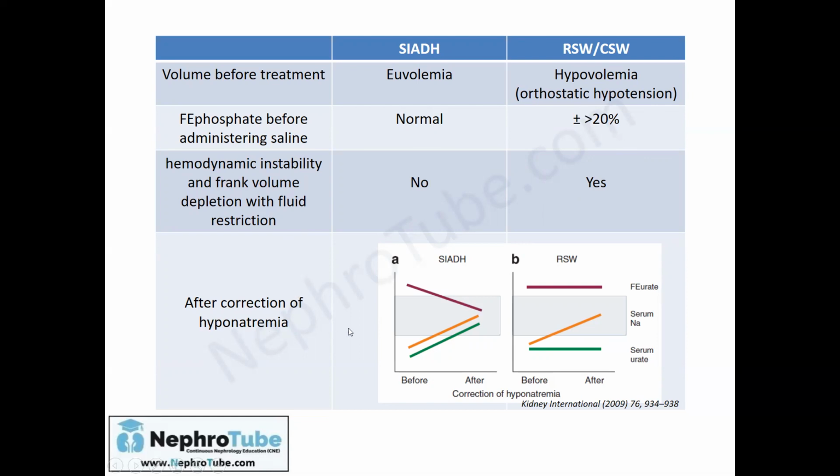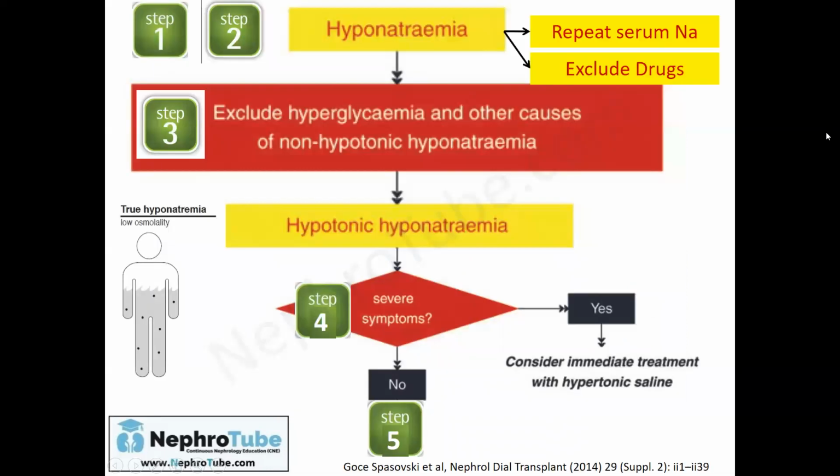And finally, after correction of hyponatremia, you will find all these parameters corrected in SIADH syndrome regarding serum sodium, serum urate, or fractional excretion of urate. But in renal salt wasting, serum sodium when corrected, the fractional excretion of urate is still high and serum urate still low. So to revise what we said till now in the diagnosis of hyponatremia, step 1, repeat serum sodium. Step 2, exclude drugs. Step 3, exclude other causes of non-hypotonic hyponatremia, which are hyperlipidemia, hyperproteinemia, hyperglycemia, the use of hypertonic solutions.